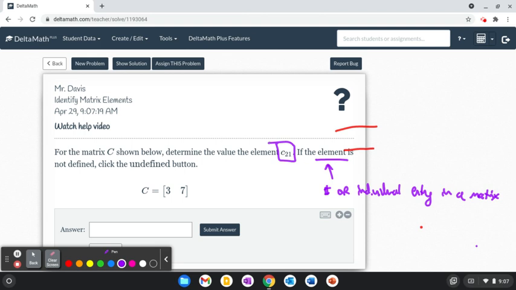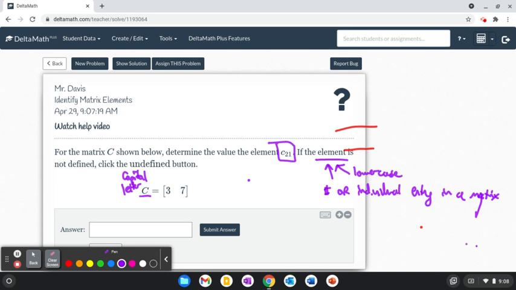And you might also notice that if we're identifying a matrix, that is always a capital letter, the name of the matrix. So it might be matrix A or matrix B or matrix C. And then when we're talking about individual elements, those are going to be lowercase letters. So the whole matrix is a capital letter. The individual element, which is an individual number, is always a lowercase letter. Okay.